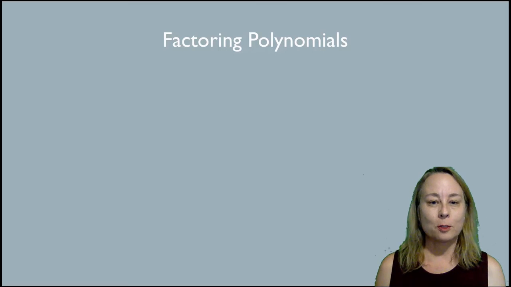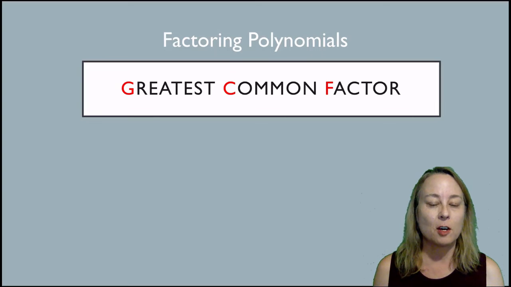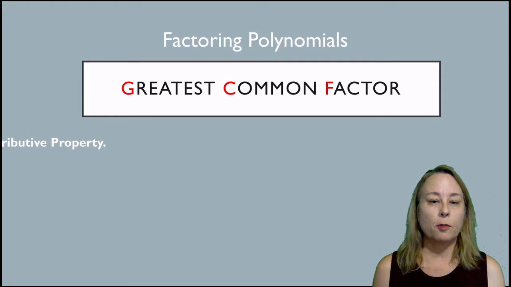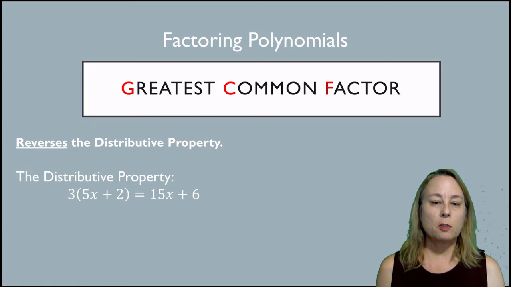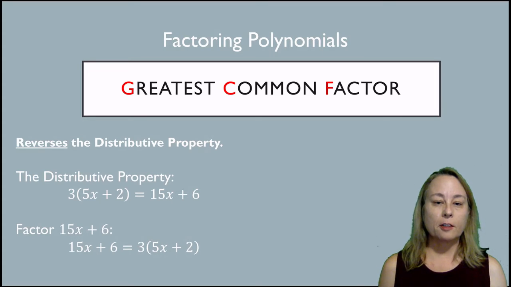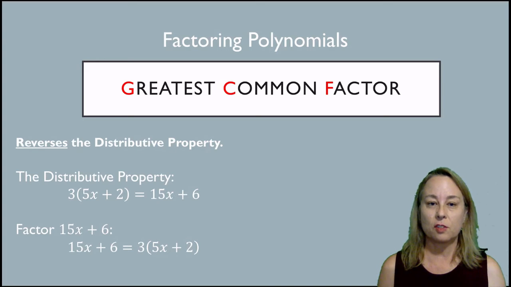Hello, and welcome to a tutorial on factoring polynomials using the greatest common factor, otherwise known as the GCF method. The GCF method for factoring is the reverse of the distributive property shown at left. If we multiply 3 times 5x plus 2, we get 15x plus 6. But factoring 15x plus 6 brings us back to the multiplication problem 3 times 5x plus 2.